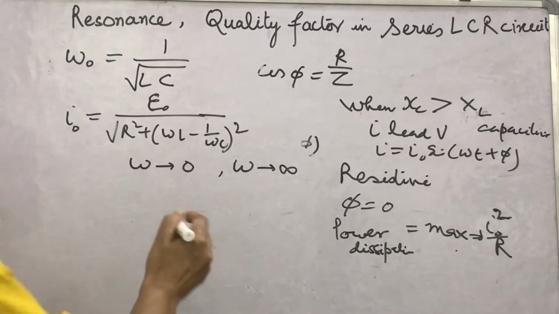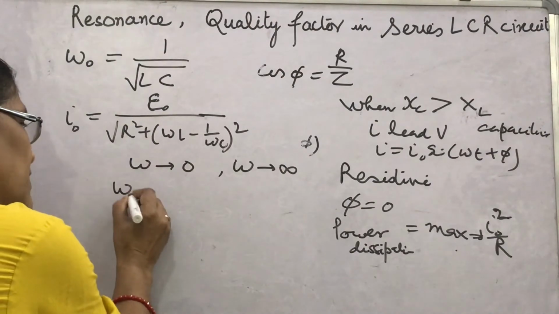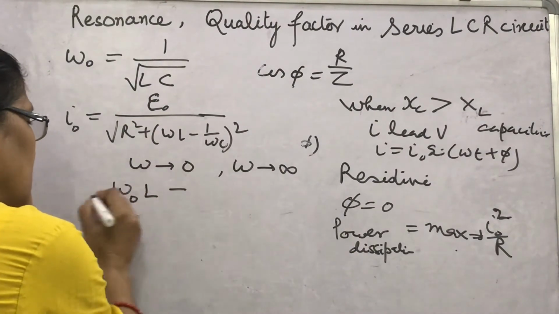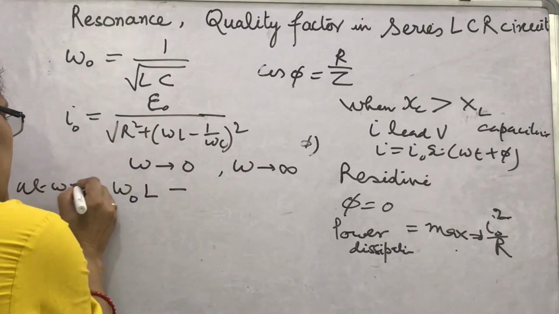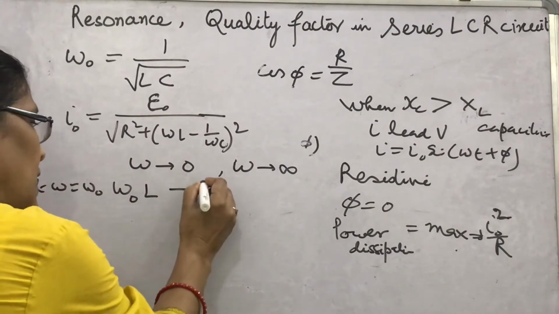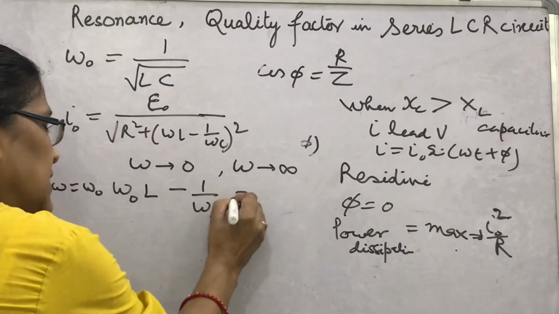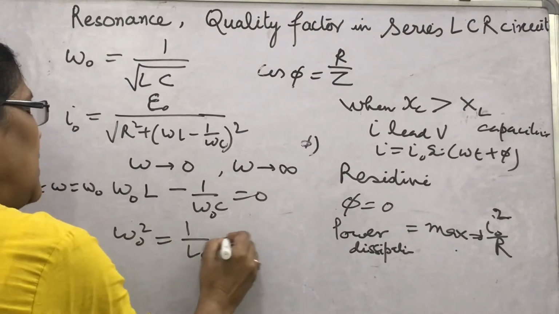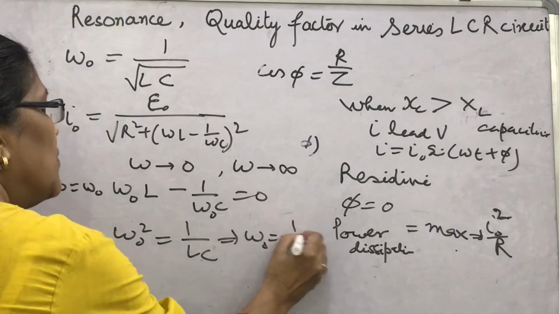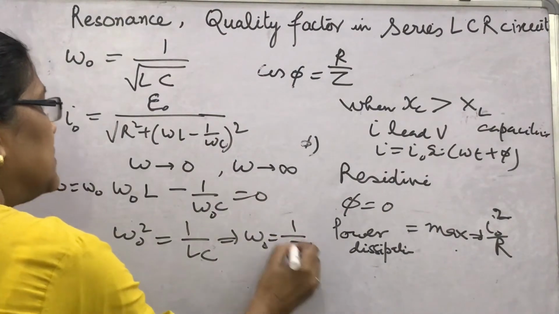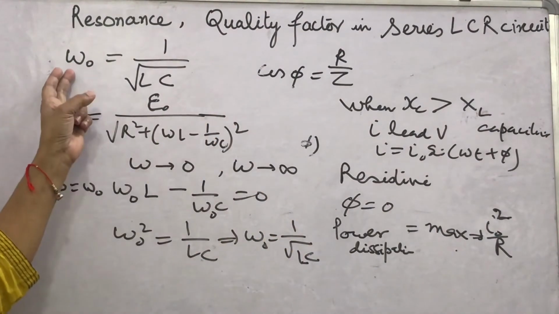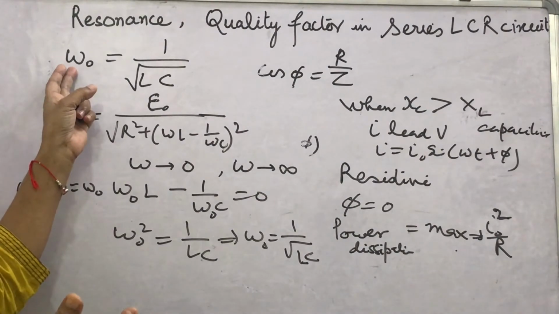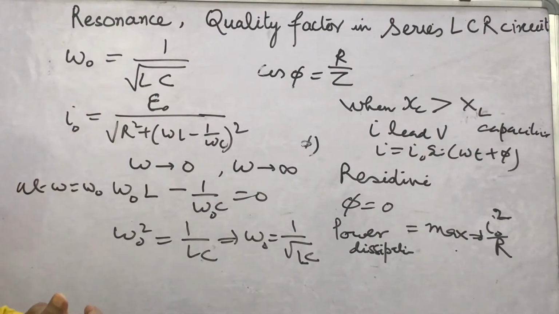So whenever we find that at a particular frequency omega naught, omega naught L minus 1 upon omega naught C is 0, then we find omega naught square is 1 by LC, or omega naught is 1 by root LC. So this is the expression. This is how you can find the resonant frequency in terms of L and C.